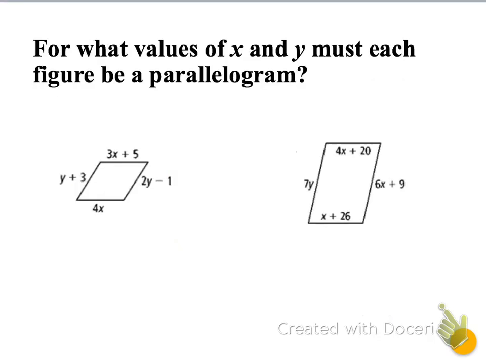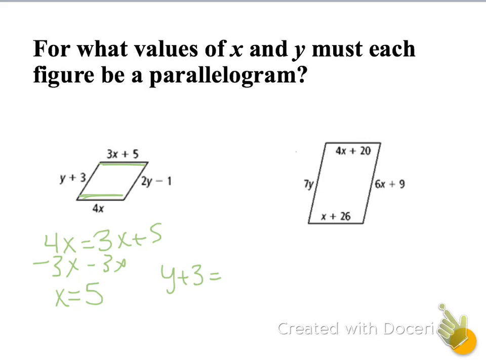Okay, for what values of x and y must each figure be a parallelogram? We said if the opposite sides are congruent, which means they're the same, we can set them equal to each other. So let's take this side and this side. I'm going to take 4x equals 3x plus 5, subtract 3x, so x equals 5. So the value of x is going to be 5, now we have to do the other one.